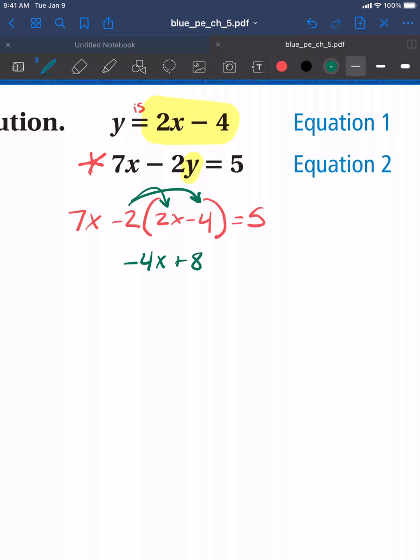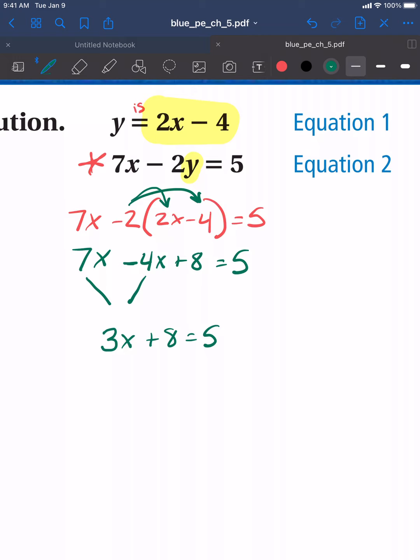Equals 5. Bring down the things we haven't used. We haven't used 7x, and then 5. This negative sign works as a subtraction sign in the middle as well, right? Equals 5. Now what is 7x minus 4x? 3x. Is it negative or positive? Positive. We're subtracting a big number from a small number, so it is positive. Good. Plus 8 equals 5.